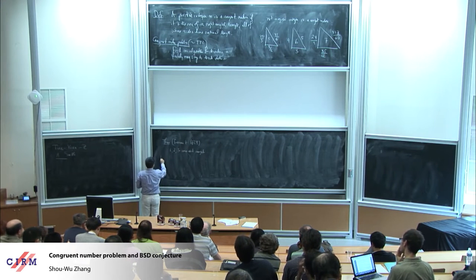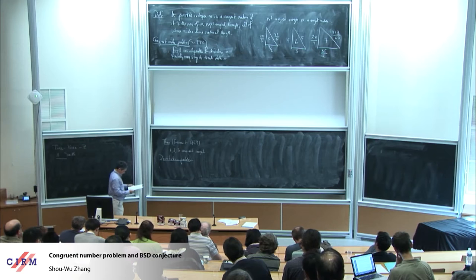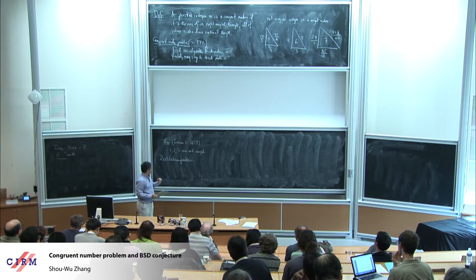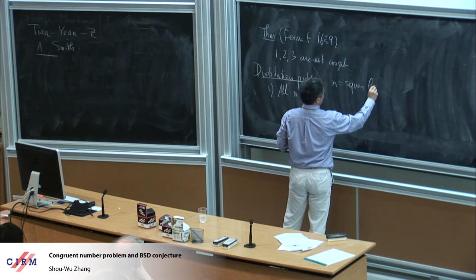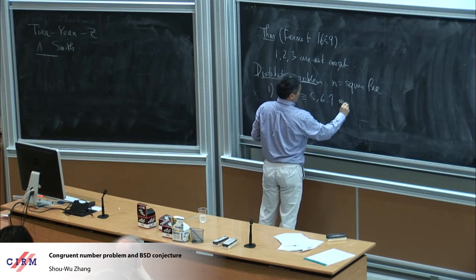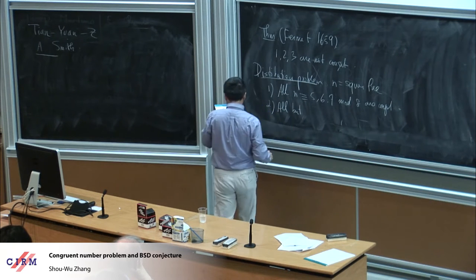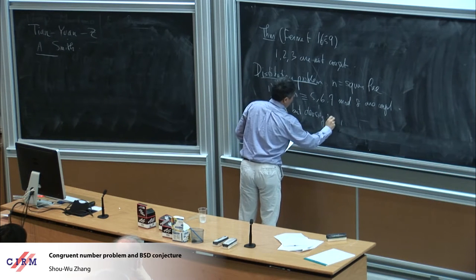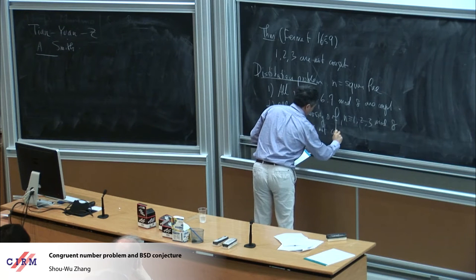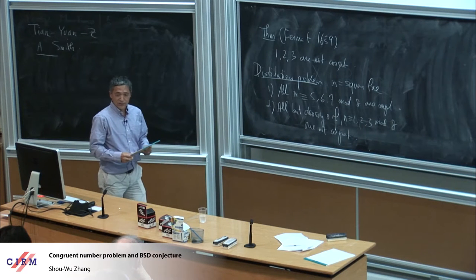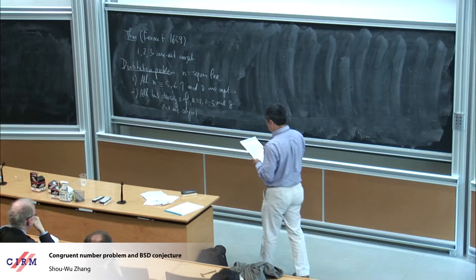Today I want to describe another problem, a distribution problem. This is sometimes described as the folklore conjecture, somehow already known probably to Fibonacci. It basically says that for n square-free, all n congruent to 5, 6, 7 mod 8 are congruent, and all but density 0 of n congruent to 1, 2, 3 mod 8 are not congruent. This conjecture was probably known to Fibonacci at that time. It's a pretty difficult conjecture, and we still don't know how to prove it.